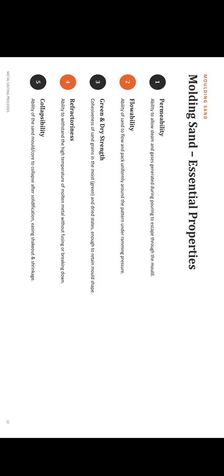Green and dry strength: ability of sand grains in the moist green and dried state to retain mold shape. Refractoriness: ability to withstand the high temperature of molten metal without fusing or breaking down. Collapsibility: ability of sand mold or core to collapse after solidification, easing shakeout and shrinkage.